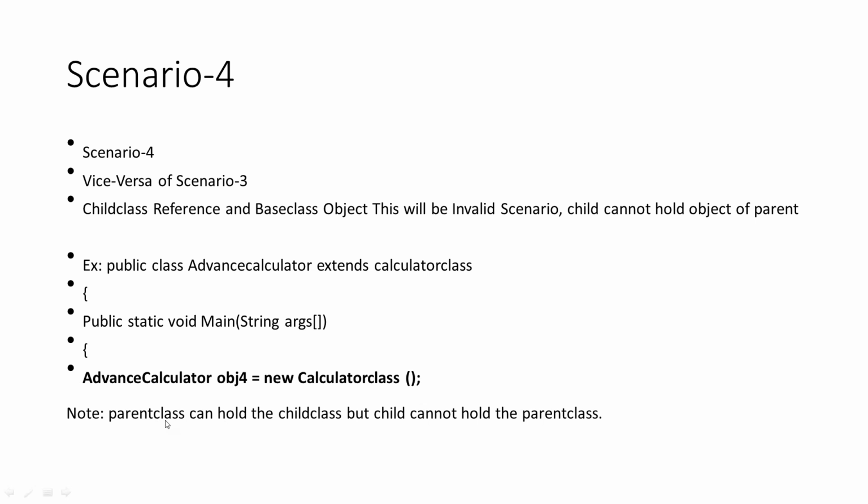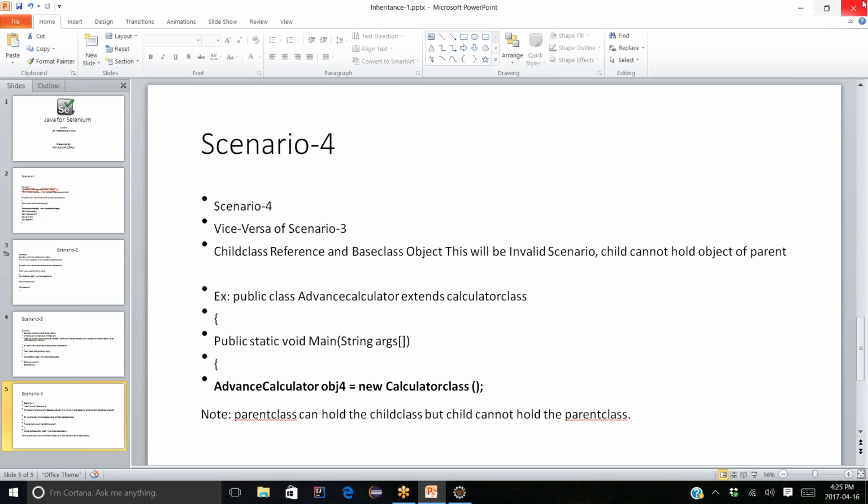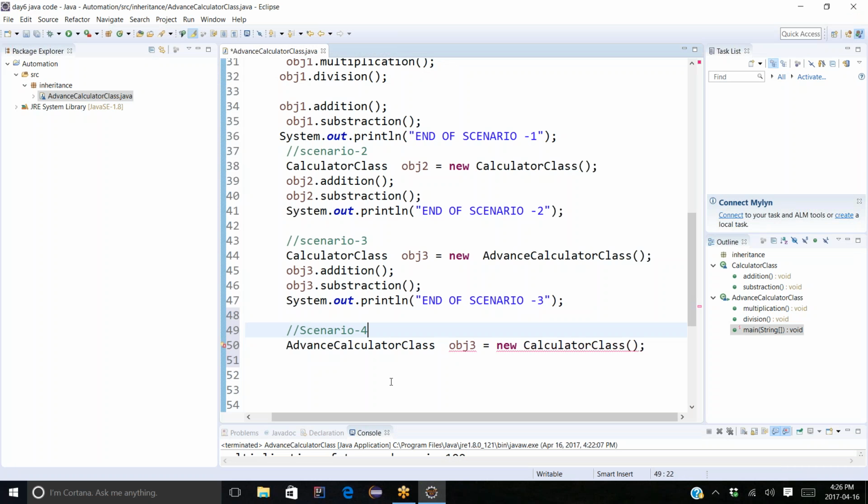Parent class means base class. You know that parent class, base class, and super class are nothing but the same. So if I say base class, it is nothing but a parent class. The parent class can hold the child class, but the child cannot hold the parent class. Scenario 4 never exists. So those are the 4 scenarios. Any doubts in the 4 scenarios here? Did you understand the 4 scenarios?